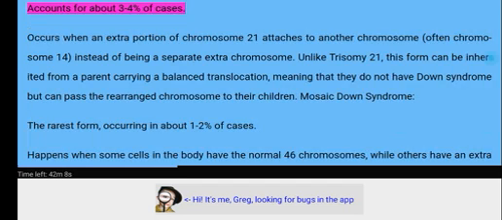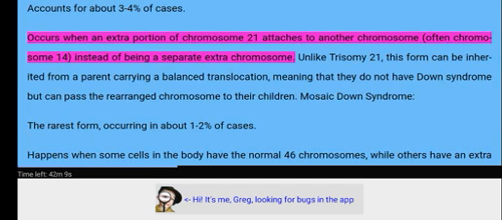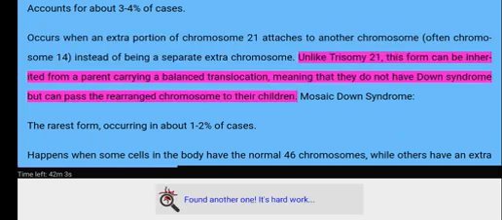Translocation Down syndrome accounts for about 3–4% of cases. It occurs when an extra portion of chromosome 21 attaches to another chromosome, often chromosome 14, instead of being a separate extra chromosome. Unlike trisomy 21, this form can be inherited from a parent carrying a balanced translocation, meaning that they do not have Down syndrome but can pass a rearranged chromosome to their children.